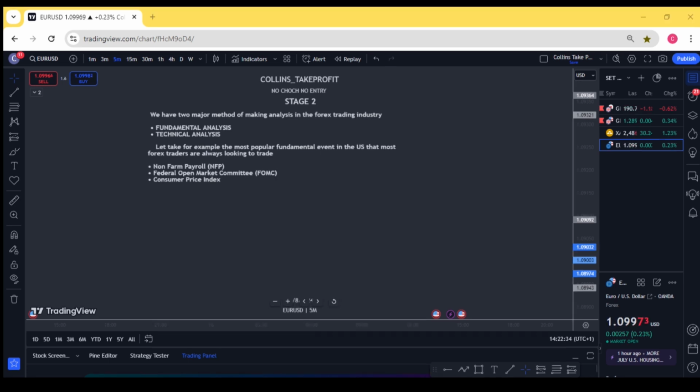Alright, now the above news events actually have major impact in the foreign exchange market. They usually cause most of the volatile movements that you see, and most of the time you see some forex traders looking to trade these events because of their high volatility. So now let's take for example the NFP.